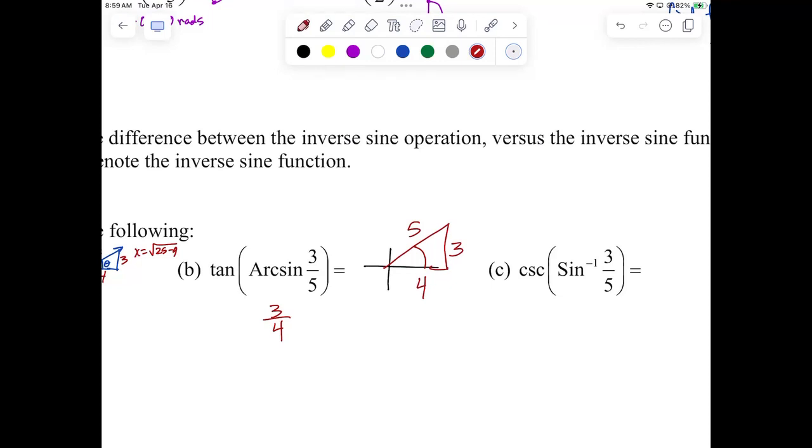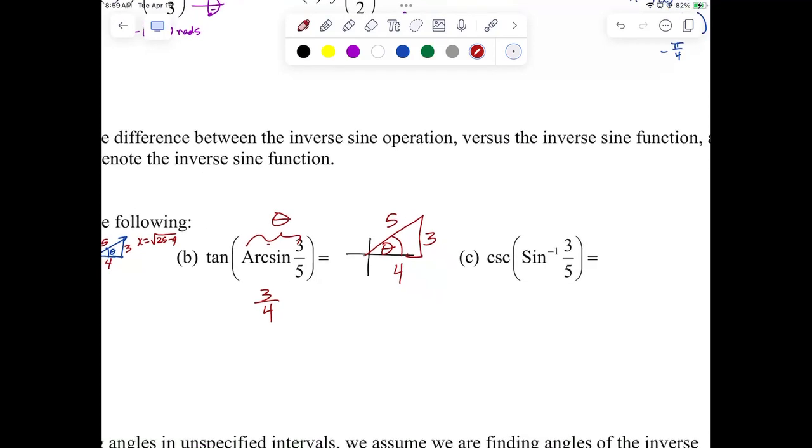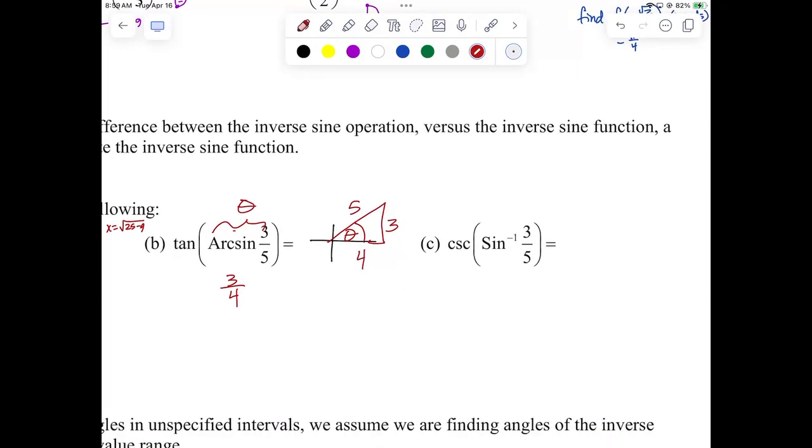Did you get 3/4? It's the same triangle, isn't it? It's the tangent this time of the angle whose sine is 3/5. That's how you read that. So again, if you want to draw the triangle in quadrant 1, you have y is 3, r is 5, so the x is 4, or use the same diagram. Now we don't really care what the angle is. Arcsine of 3/5 is going to give us an angle theta, but we want the tangent ratio, and tangent is y over x, which is 3/4. So we can use the same diagram for part C.